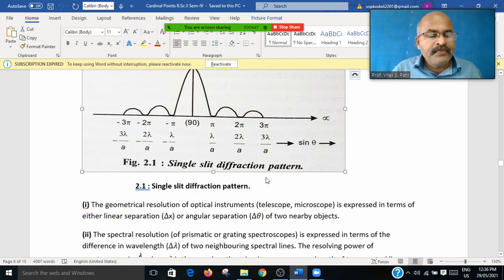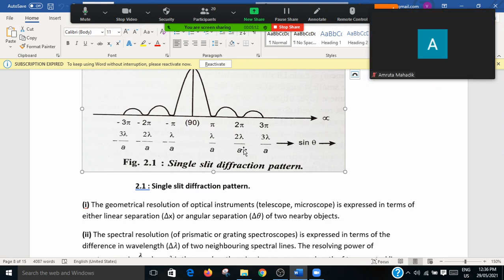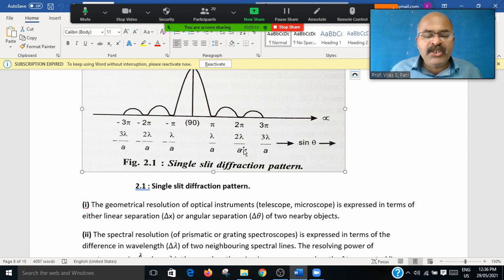Very nice. This diagram shows the single slit diffraction pattern. At the center there is the maximum, and there are dark and bright bands of lower intensity. That is pi, 2 pi, 3 pi. On the left-hand side, minus pi, minus 2 pi and minus 3 pi are shown. Then, the single slit diffraction pattern and the geometrical resolution of the optical instrument.